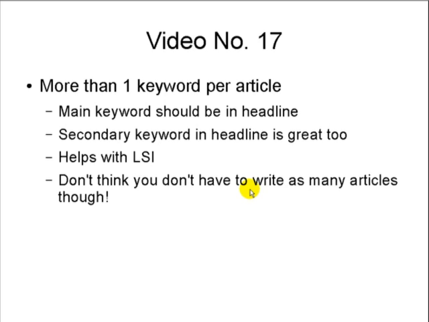Similarly, it's okay to use more than 1 keyword in an article. You should have a main keyword, and that's got to be in the headline, preferably at the beginning of the headline. But it's okay to have a secondary keyword in the article as well. This also helps with your LSI. But don't think that means you don't have to write as many articles. Just because you're putting 2 keywords in an article doesn't mean you only have to write 1 article.